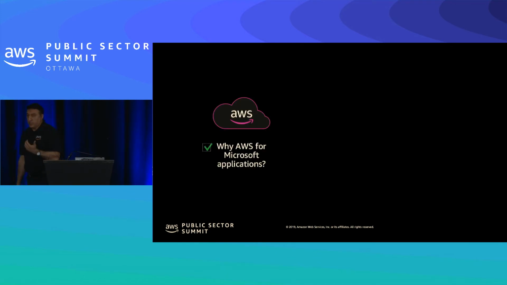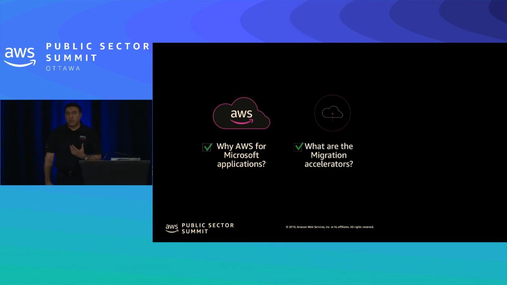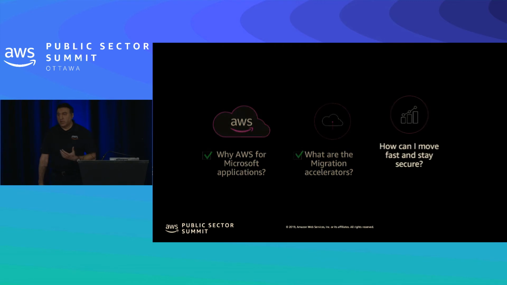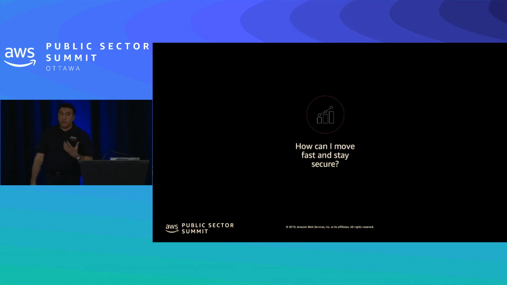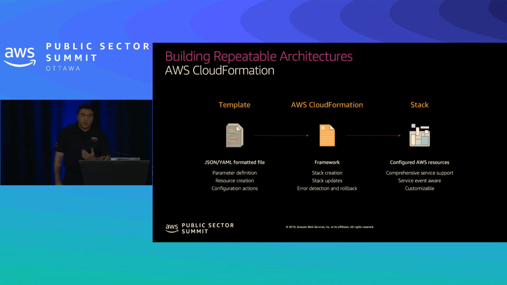All right. So we talked about why AWS for Microsoft applications. We talked about what the migration accelerators are. Let's talk about how you can stay secure and move fast while you're moving fast, actually. The answer is in infrastructure as code, CloudFormation. It's a service. In fact, the landing zone solution itself uses this service extensively. It's basically JSON or YAML-based templates which interact with our CloudFormation service, and then you create a stack set of resources. And CloudFormation and the stack set is service aware, event aware.